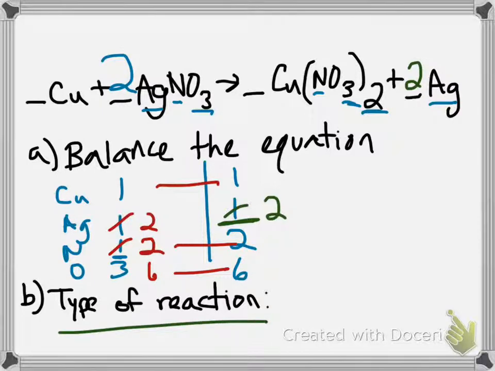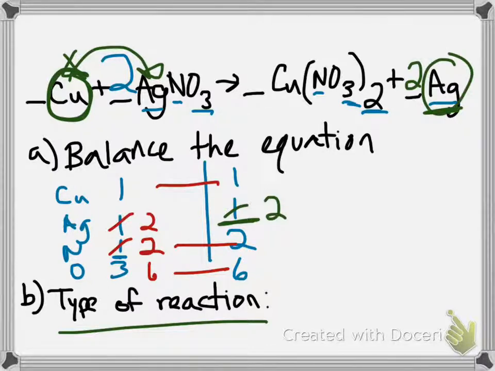Now we need the type of reaction. Well, notice we have a single element here, and it switches places with the other cation, and then we're left with a single element on our product side that has been switched out. Okay, so this is a single displacement reaction.